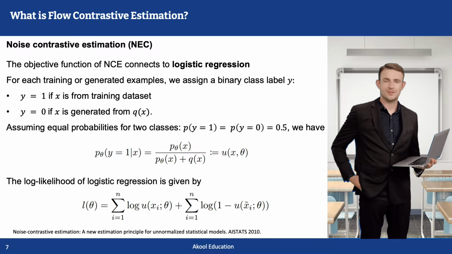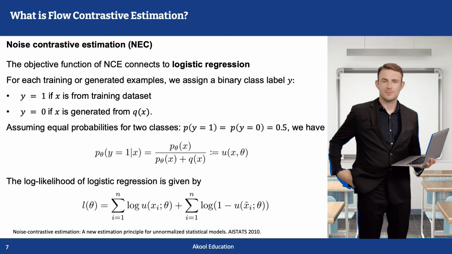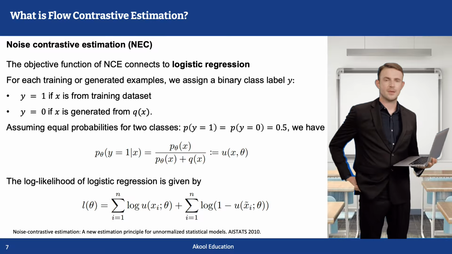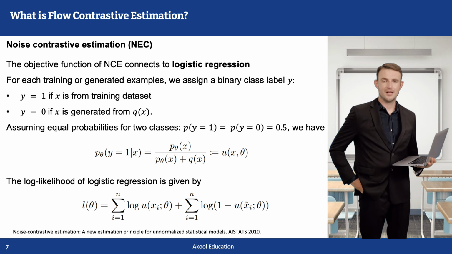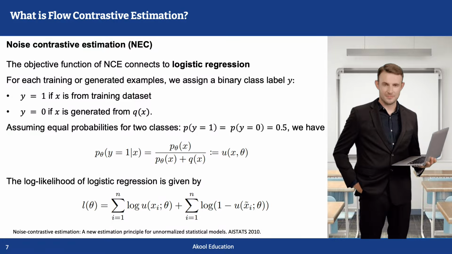Under this assumption, the probability that a sample X is from the data distribution given by the model is P over P plus Q. This is a component in the NCE objective. We denote this probability as U of X with parameters theta. Then, the log likelihood for this logistic regression classifier can be written as below, where the first term corresponds to real samples, and the second term corresponds to fake samples.